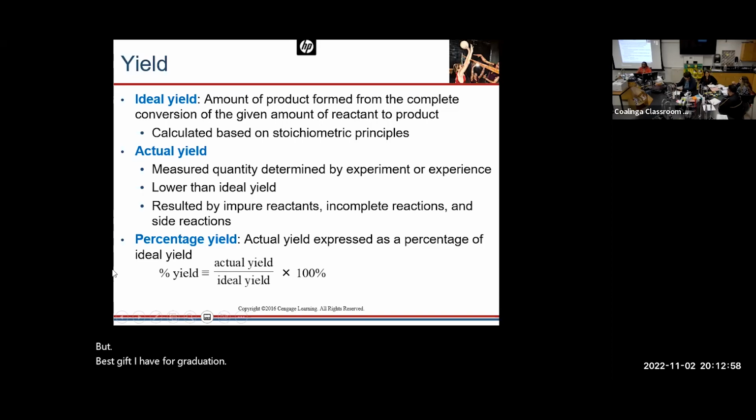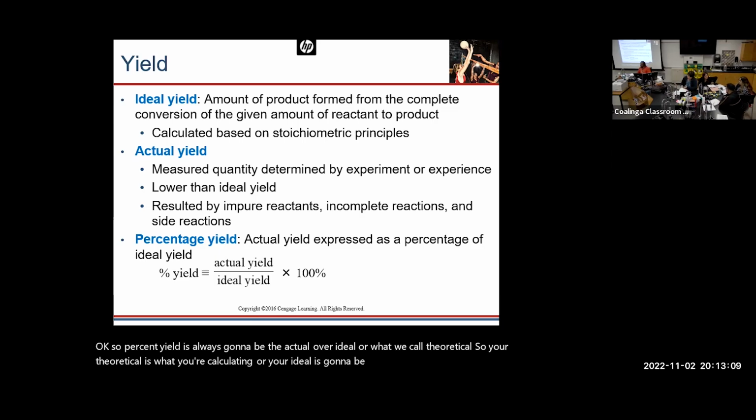Okay, so percent yield is always going to be the actual over the ideal, or what we call theoretical. Your theoretical, or ideal, is what you're calculating. Your actual is what you actually get. And again, you're never really going to get 100%.